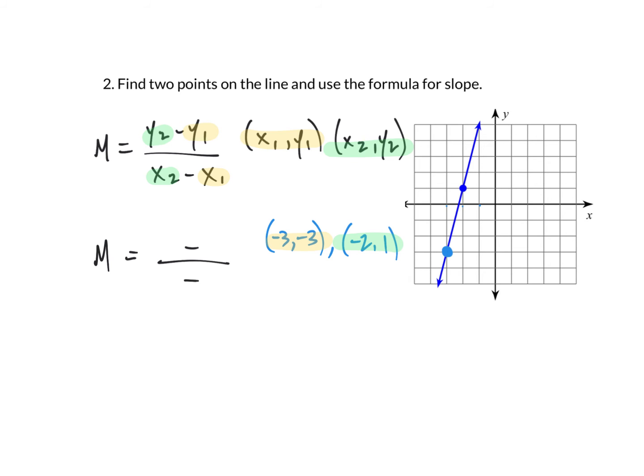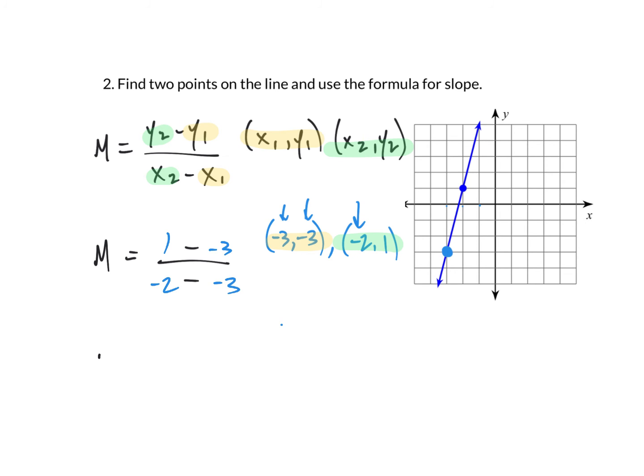Let's plug everything in. So let's start on the top. Y2, our second y value, is 1. So I'll plug that in. Minus y1, our first y value, is -3. Then we go down to our x values. Our second x value is -2. And our first x value is -3.